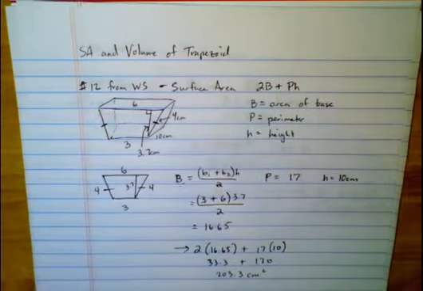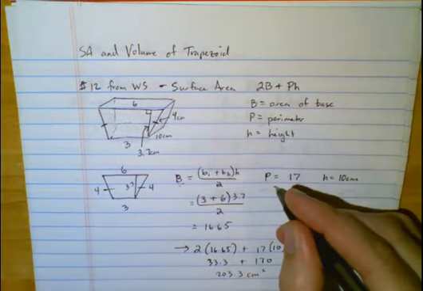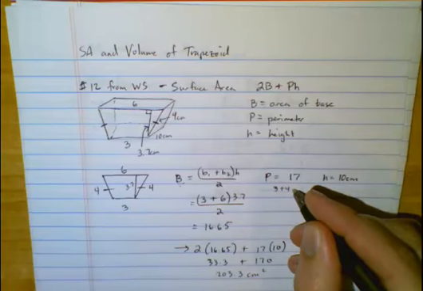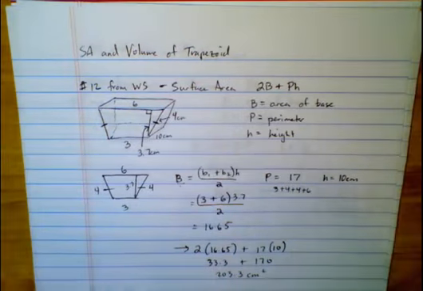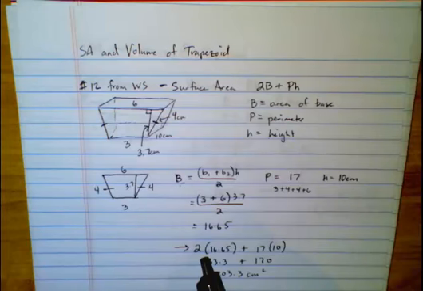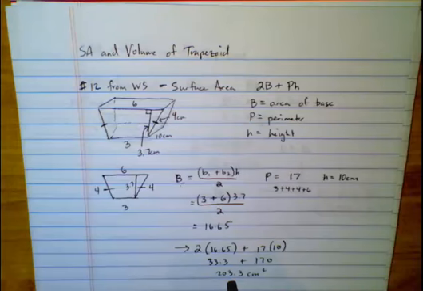Perimeter calculation is 17. That's just found by adding 3 plus 4 plus 4 plus 6 together. And last but not least, the height is 10. So now I take all of those things and I substitute them into the formula down here. 2 times 16.65 plus 17 times 10. Do those calculations, add them together at the end, we get 203.3 centimeters squared.